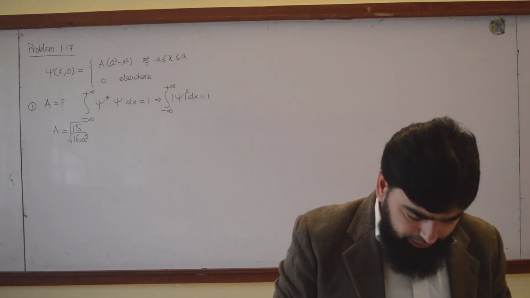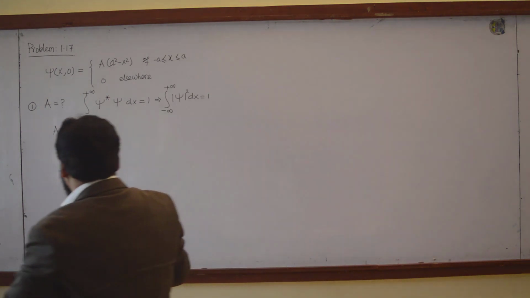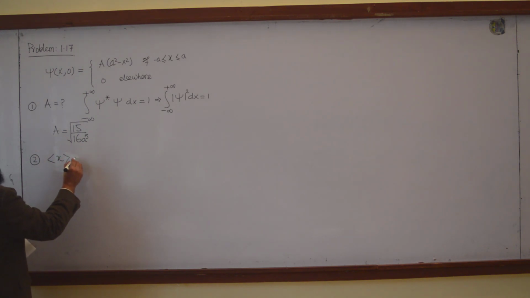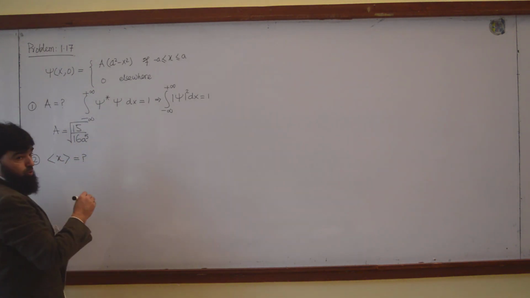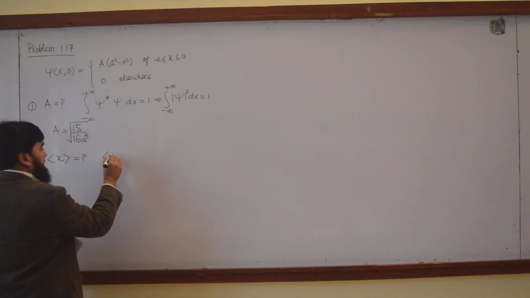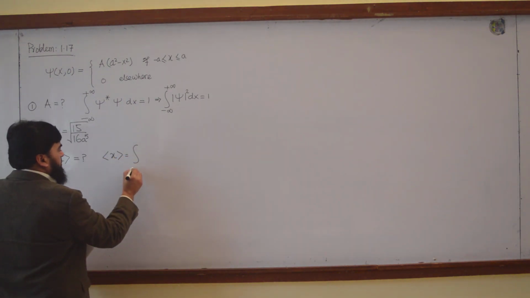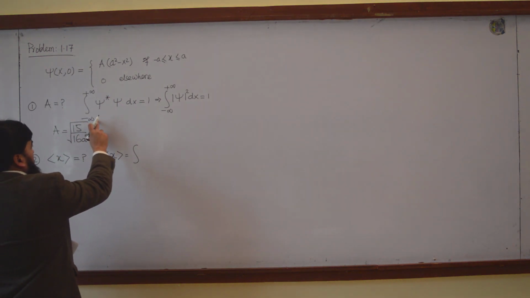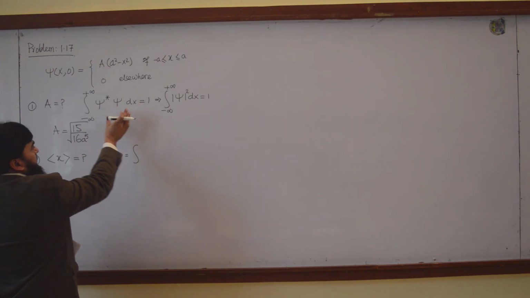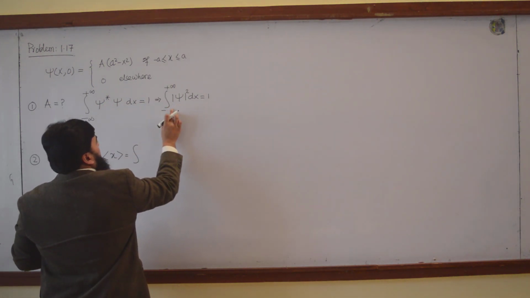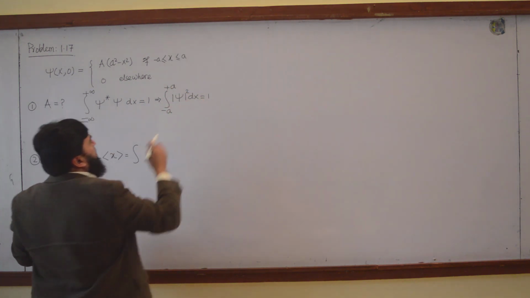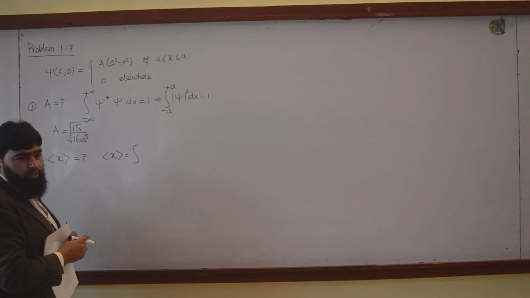The second question is asking, find the expectation value of x. Now you know how to write the expectation value of x. This is the general condition, and according to your geometry, it will be from minus a to plus a, psi mod square dx equal to 1.